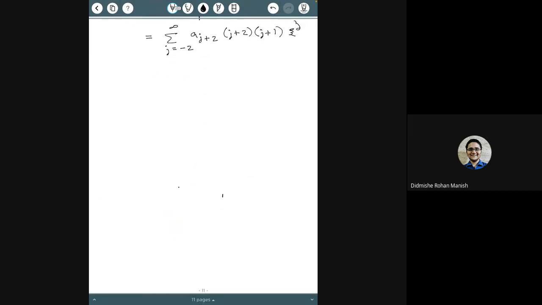So the first two terms are 0. If you put j equal to -2, this will become 0. If you put j equal to -1, also this will become 0. So you can write this. The first two terms are by construction 0.